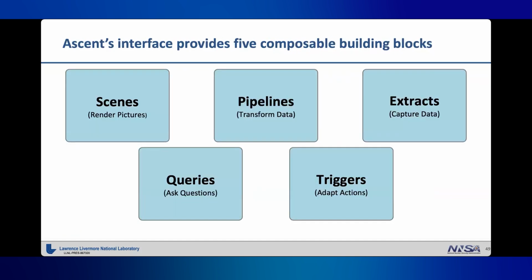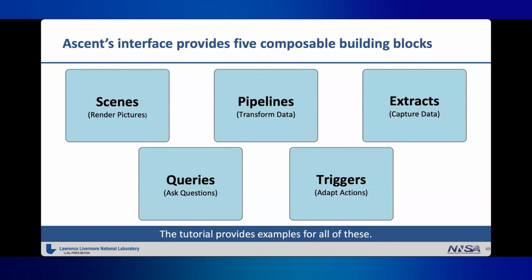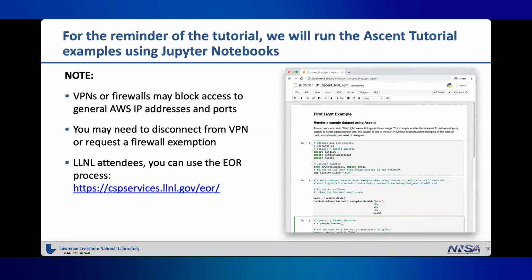We have 5 different things that you'll learn about. These are the building blocks in terms of thinking about how to compose what you want to do. Scenes, which give you pictures; pipelines, which allow you to change things; extracts, which get things out of Ascent; queries, which allow you to ask questions, like summarization questions, usually like maximum pressure; or triggers, which I talked about, adapt actions. And we have examples of all these. So we're going to hop into the notebooks here.